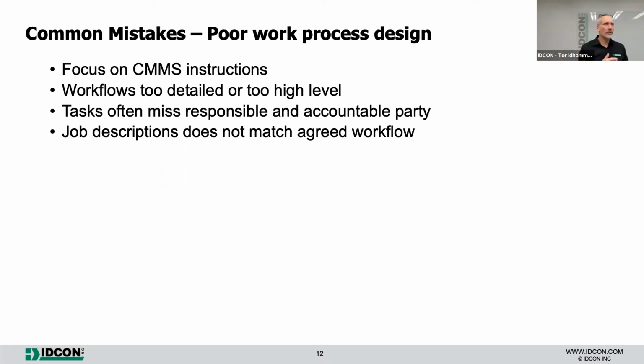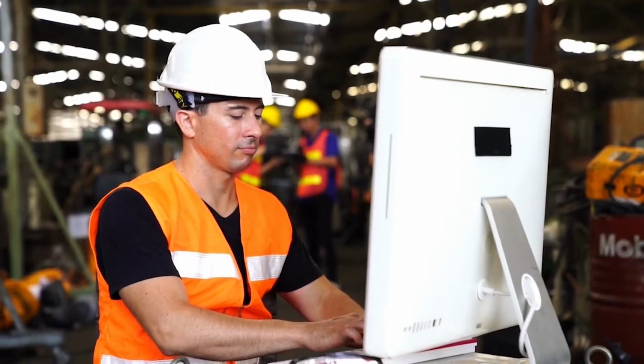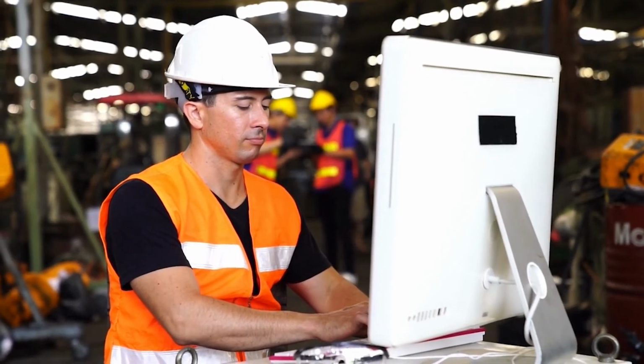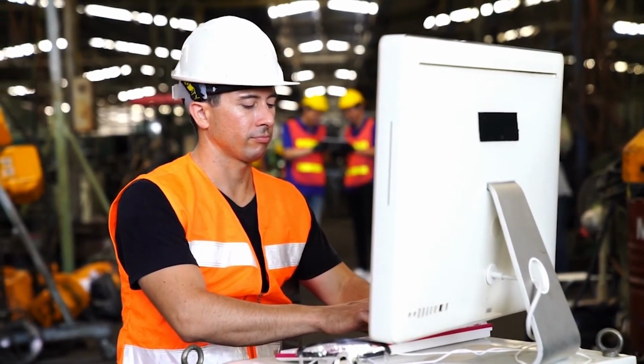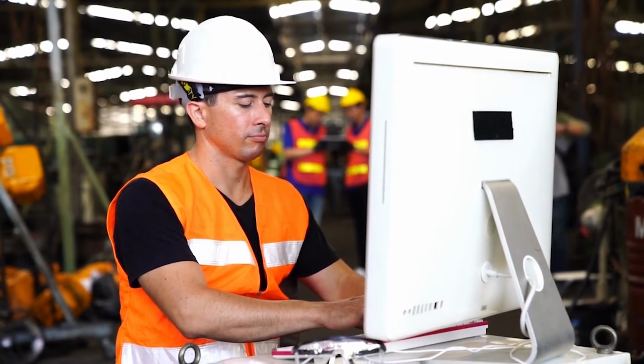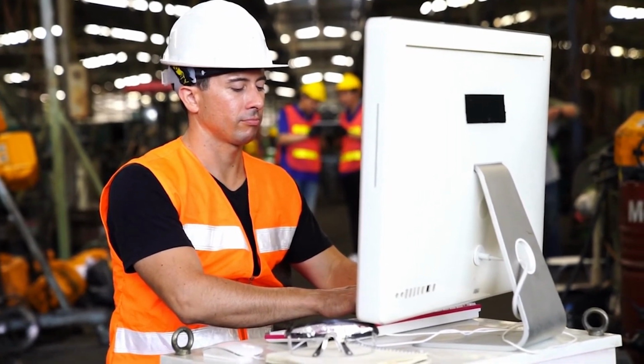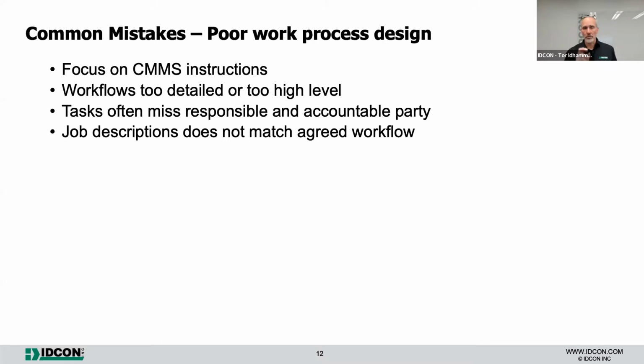So a lot of times the workflows are too detailed. So again, back to the CMMS, sometimes we just document how to do things in CMMS. Well, now you're talking about how to do something in a tool, which is relevant, but it's not the key focus. You need to decide on what people are supposed to do and what they're supposed to complete. And I'll show you some examples of how we've done this. It can be done 100 different ways, but hopefully it can be helpful.